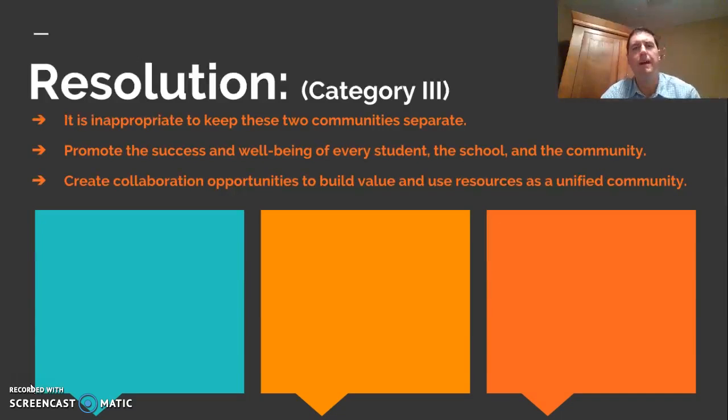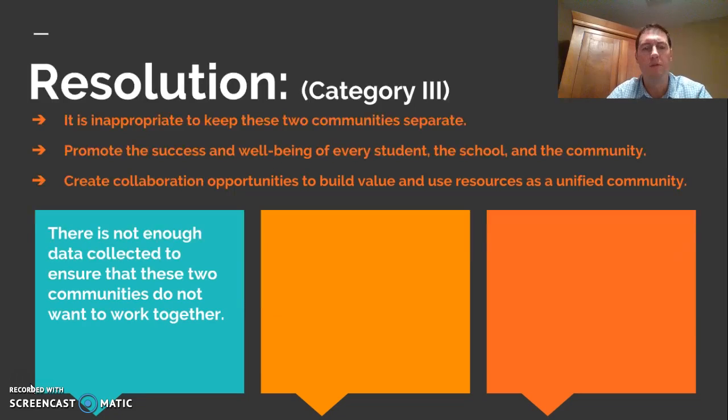So, resolution. I think it's inappropriate to keep these two communities separate. This is for the well-being of the students, the school, and the community, and everyone is failing because these two won't work together. So we need to create collaboration opportunities that value and unify everyone together. Currently there is not enough data collected to ensure that these two communities do not want to work together. There's talk from the building principal that they don't want to work together, but we don't know that for sure.